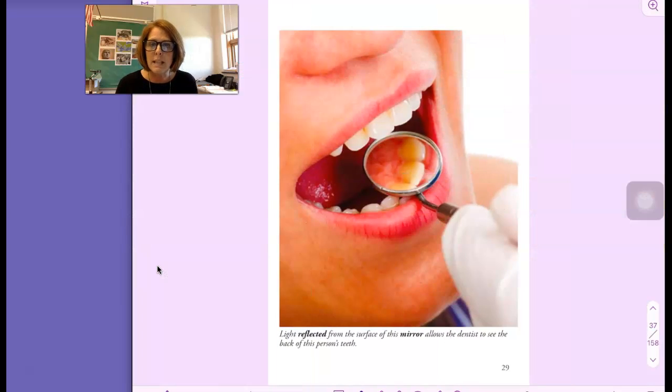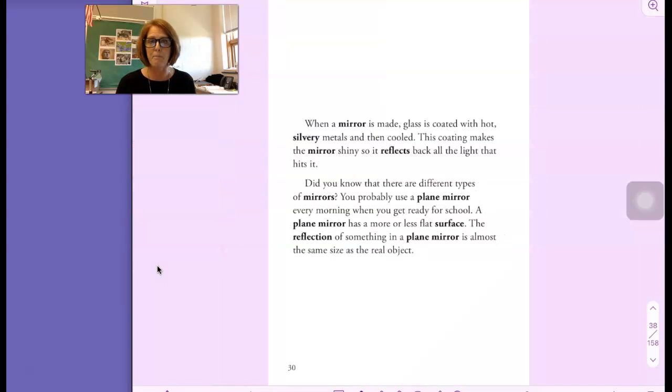So there you see the little dentist mirror so they can see the back of your teeth. Light reflected from the surface of this mirror allows the dentist to see the back of this person's teeth. So the mirror is reflecting the light. It's bouncing off of it.